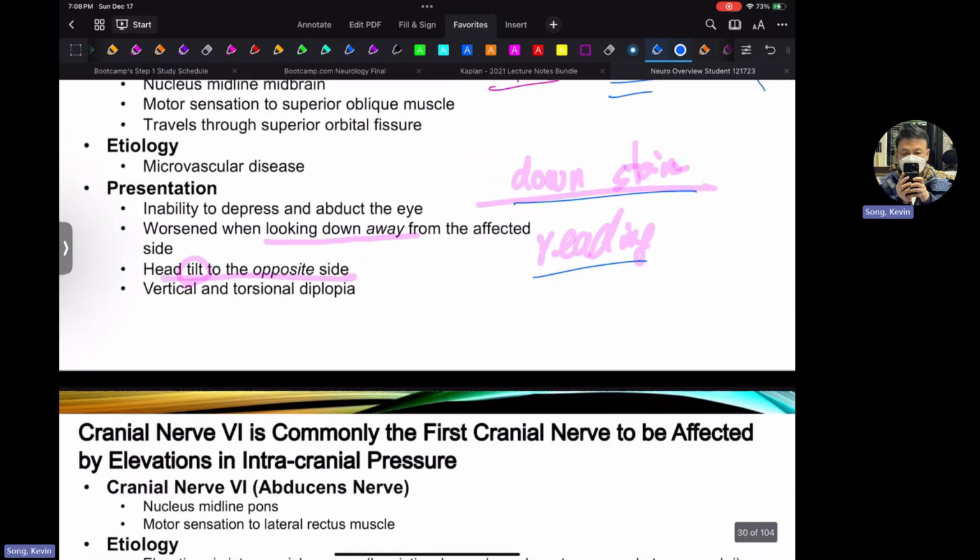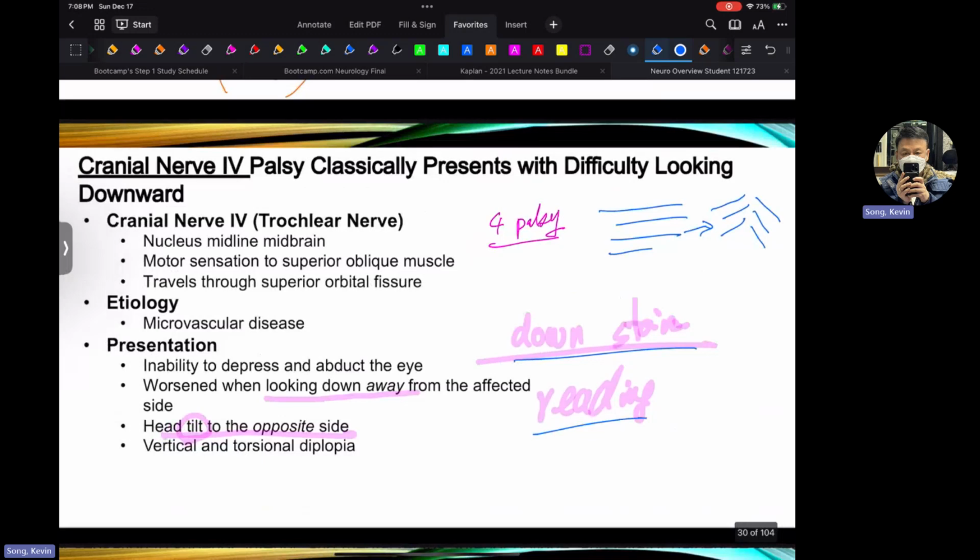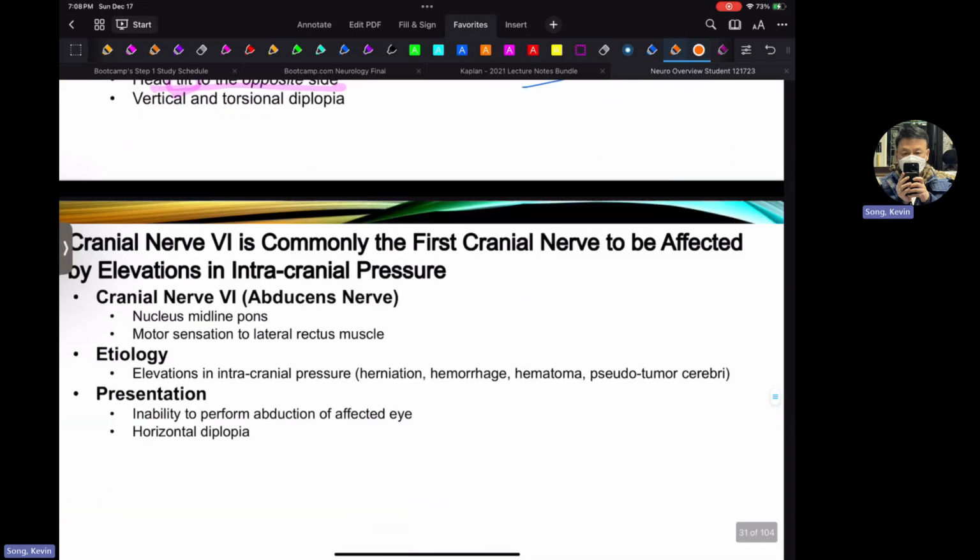Another thing you need to know is, I told you about the rule of four, right? It's the midbrain, equals midbrain. 1, 2, 3, 4. 1, 2, 3, 4, right? The midbrain, right?